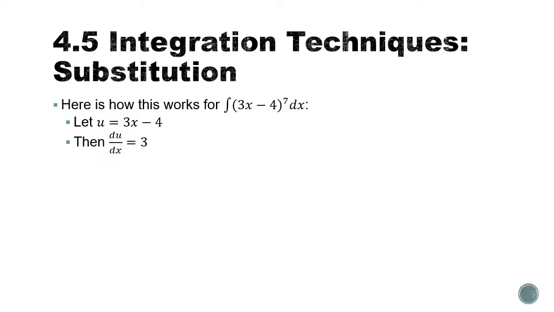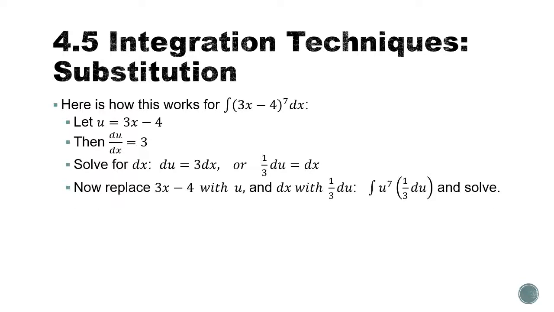Now we're going to multiply both sides by dx, so du is 3 dx, and then we're going to get dx by itself. So dx is 1/3 times du. Now, in the original problem, we're going to replace 3x minus 4 with u, and we're going to replace dx with 1/3 du. That's why we solved for dx: we have to replace the dx also. So we have the integral of u to the 7th times 1/3 du.